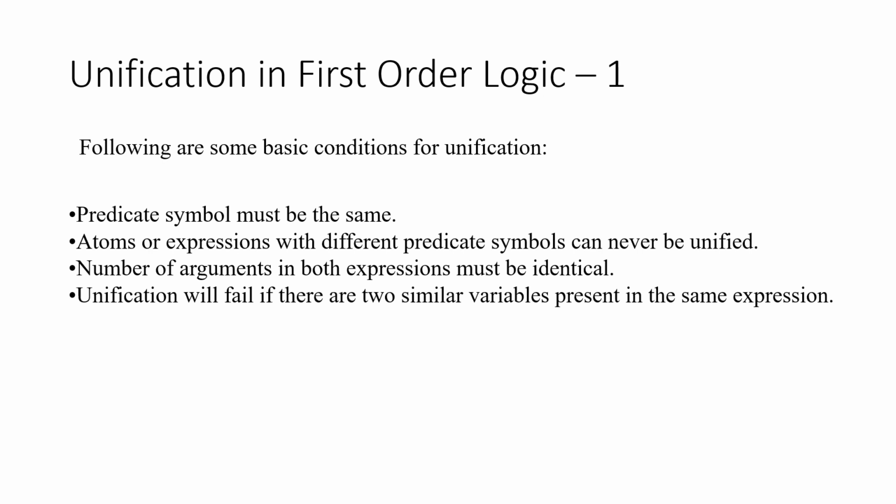So the first one is that the predicate symbol must be the same. Whatever the symbol is, the condition will be checked. If we have different names and variables, the condition is satisfied. The second thing is that the number of arguments must be identical in both expressions; then the system is okay, otherwise it will fail.